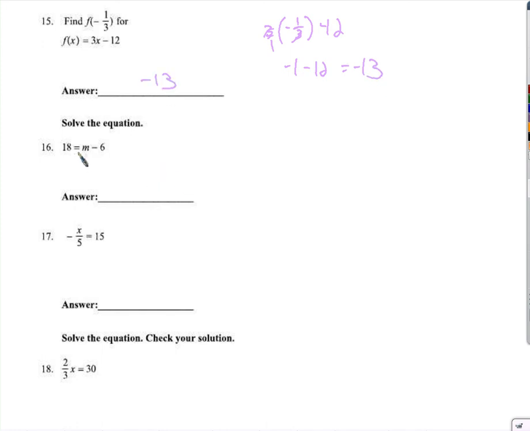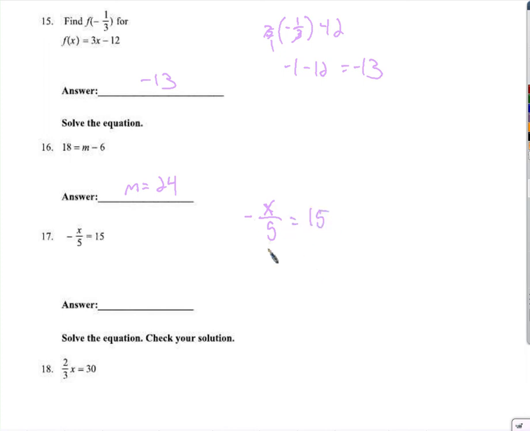Okay, solve the equation. Nobody really had any trouble with this. We add 6 to both sides. M is 24. Okay. This one. Wow, I'm surprised at how much trouble we were having. So let's go through this here. We got negative x over 5 equals 15. Let's do it in pieces, and then let's do it all together.